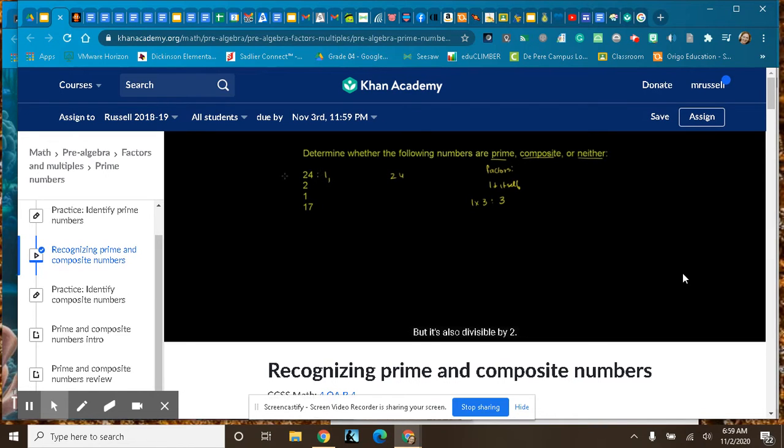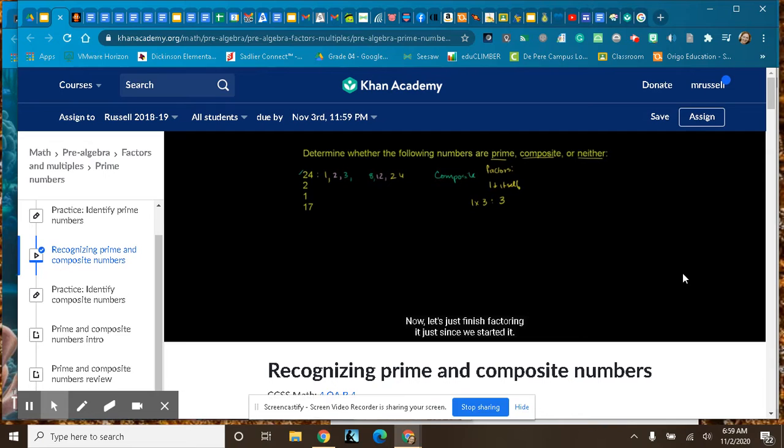But it's also divisible by 2. 2 times 12 is 24, so it's also divisible by 12. And it is also divisible by 3. 3 times 8 is also equal to 24. And even at this point, we don't actually have to find all of the factors to realize that it's not prime. It clearly has more factors than just 1 and itself. So this is going to be composite.